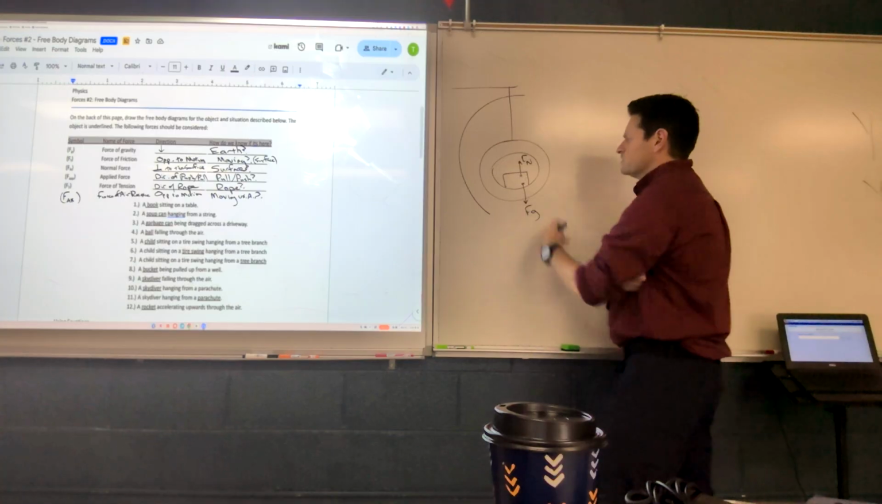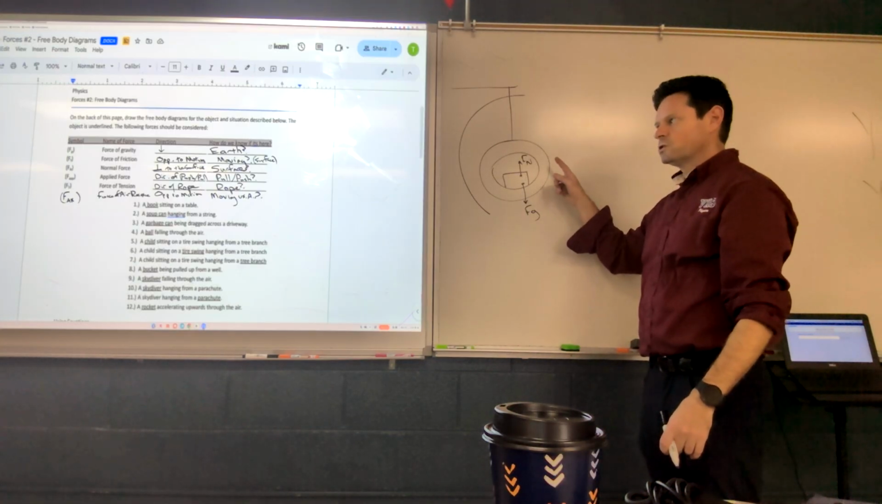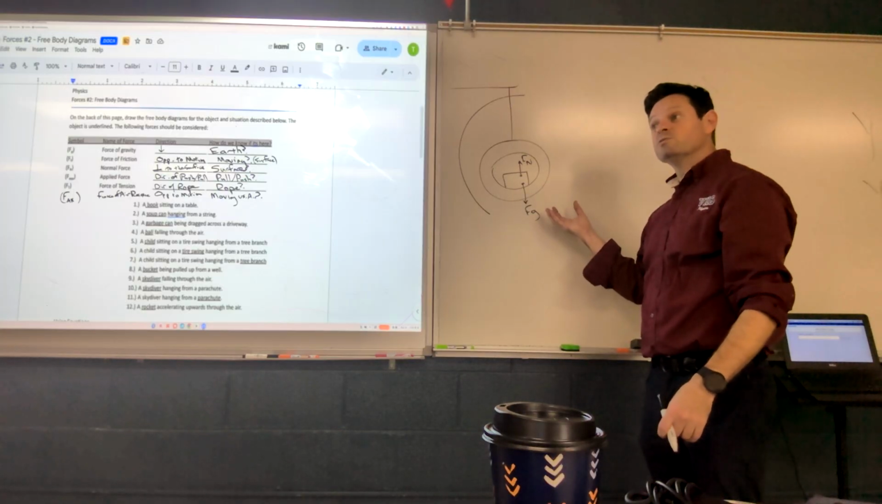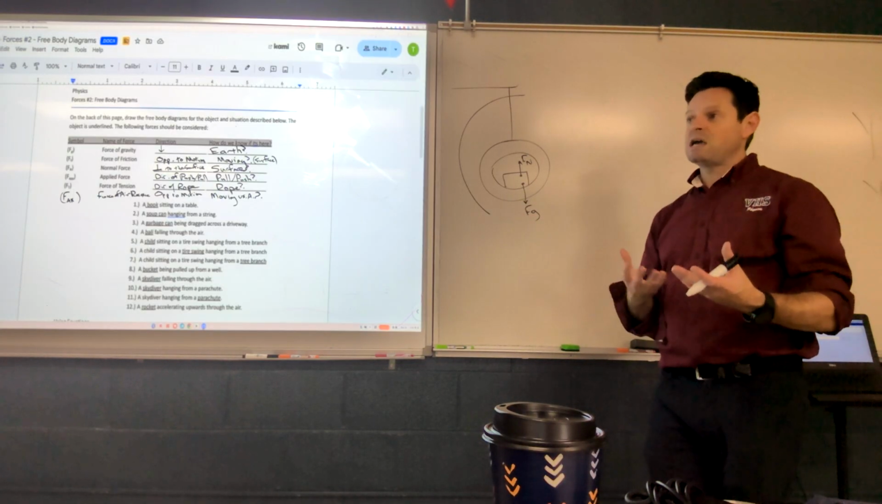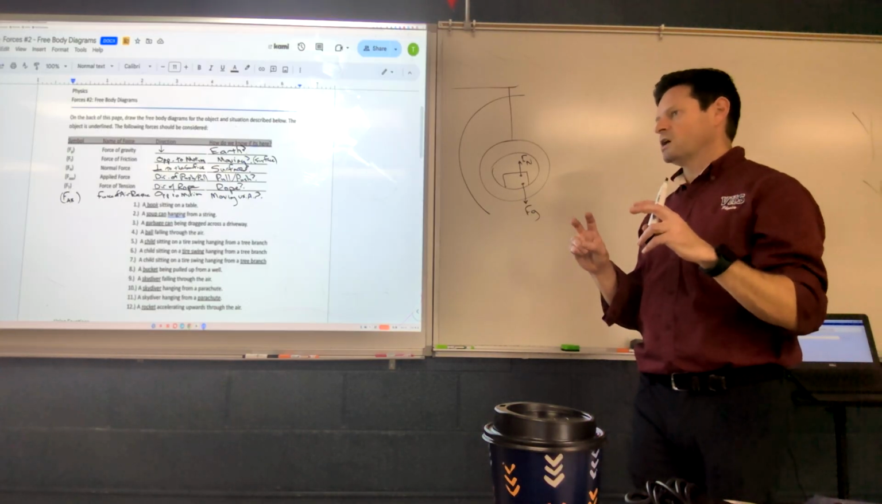Now, I just want to pause for a second and say, that force that the tire swing is exerting on the child, the normal force, when we go to analyze the tire swing, we'll also have that force, but it's going to be an applied force because the child is pushing on the tire swing. Those pairs of forces, that's Newton's third law, where every action has an equal and opposite reaction.